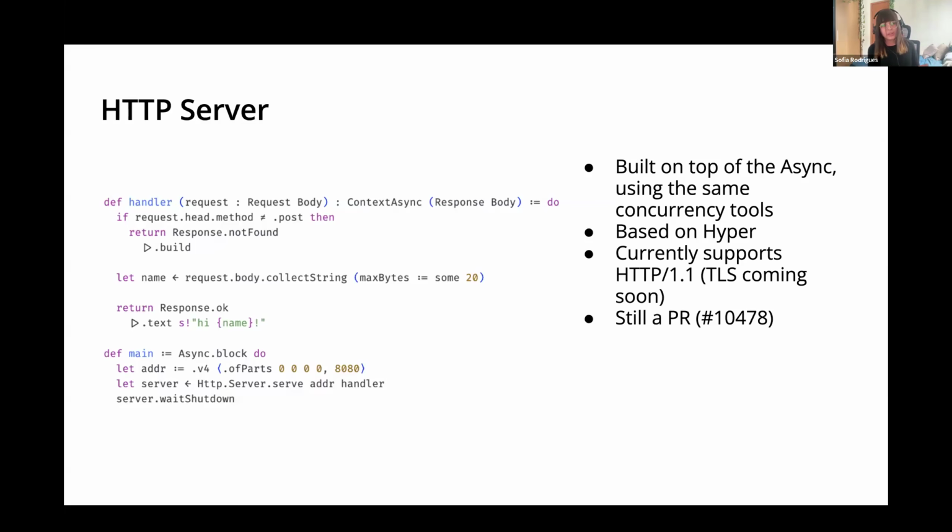And then we have the handler. That's a really simple function that receives a request and returns a response in the context async. It's really simple. It checks for the method, it creates a response, and then it collects some string. And that's it.